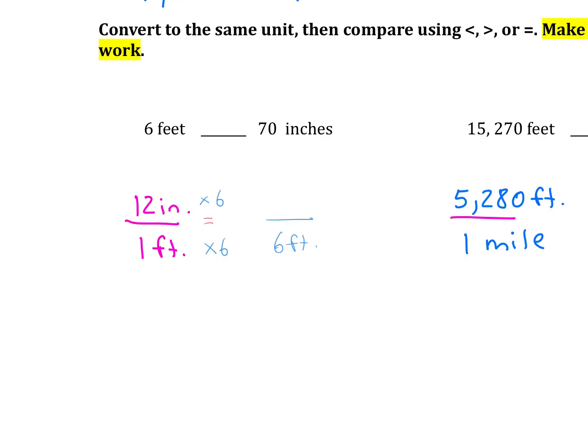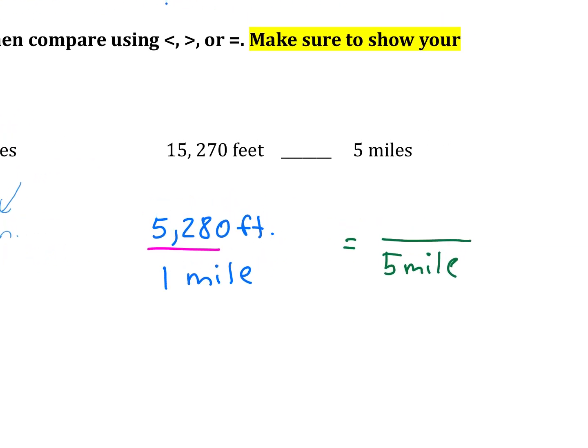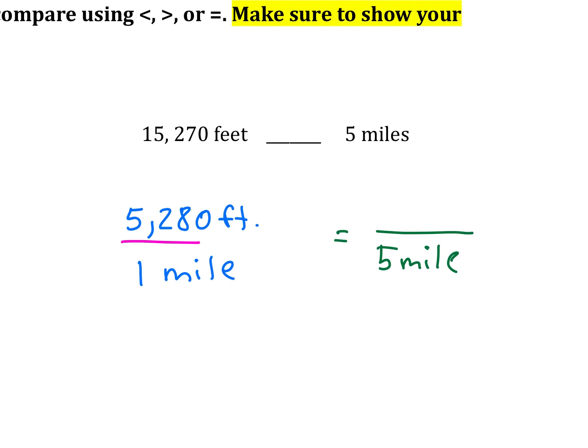On our next one, we can see that 6 feet is 72 inches. So 6 feet would be more. Here, we know there's 5,280 feet in 1 mile. So we're going to multiply each by 5. What did you get when you multiplied? You should have gotten 26,400 feet in 5 miles. So we know 5 miles would be greater.